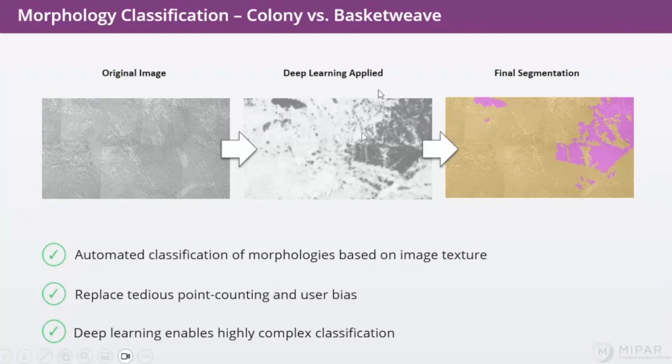You can see here how deep learning is very powerful in complex classification. And you can even see here some shadows, this is a larger stitch. You can see that even with those, the analysis was performed very accurately.